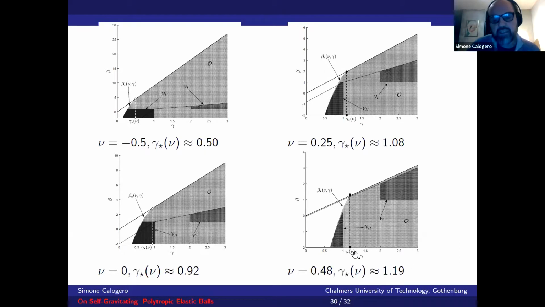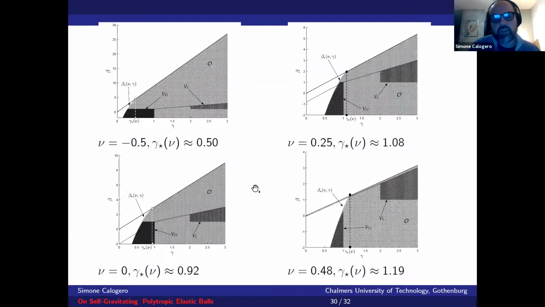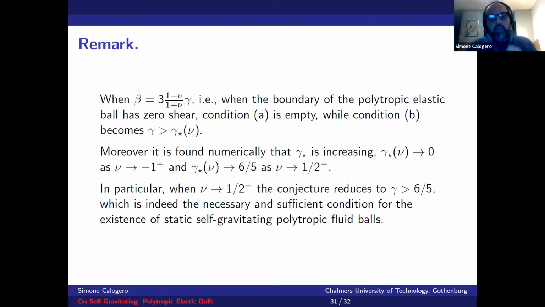And so in this limit, the conjecture that I just wrote here reduces to the fact, no longer a conjecture, that these static balls in the fluid case only exist when gamma is greater than 6/5. Right, so this is what I just said here.